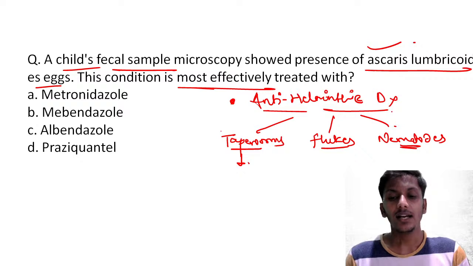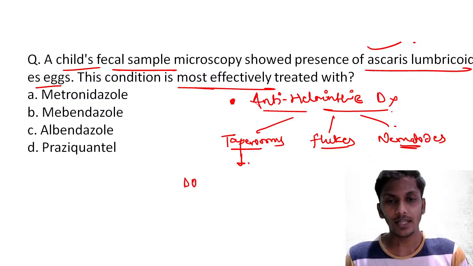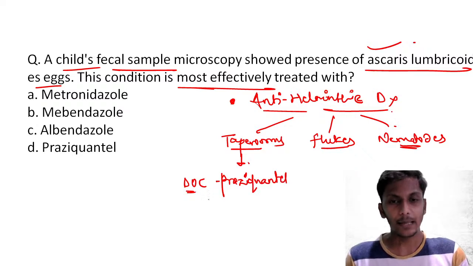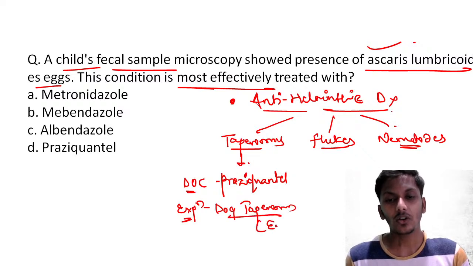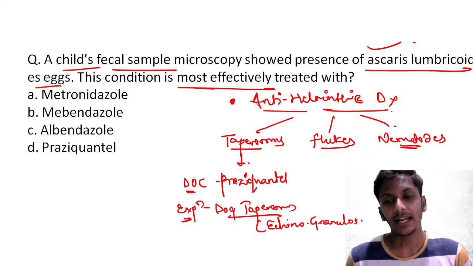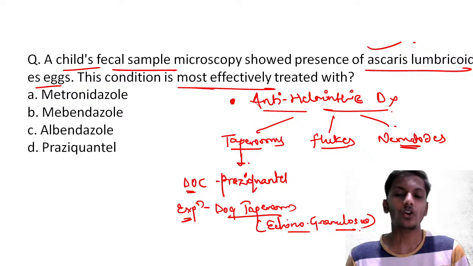The drug of choice for your tapeworms is praziquantel. There is one exception, and what is that exception? In dog tapeworm. What is dog tapeworm? Dog tapeworm is Echinococcus granulosus, which causes hydatid cyst. Echinococcus granulosus, or dog tapeworm, which causes hydatid cyst.